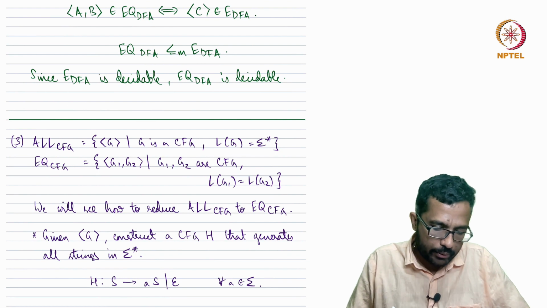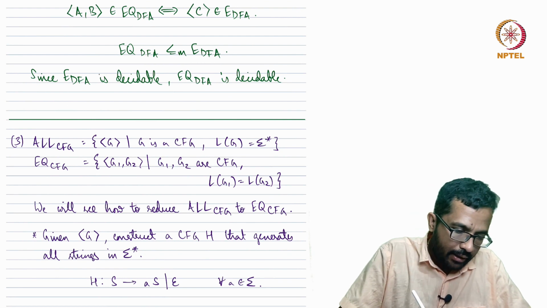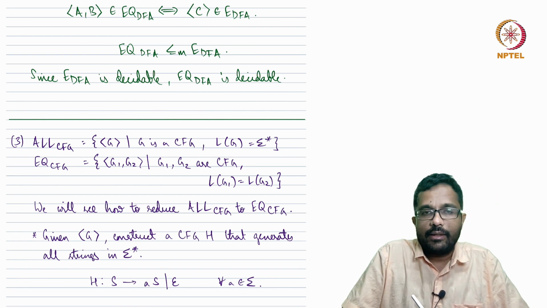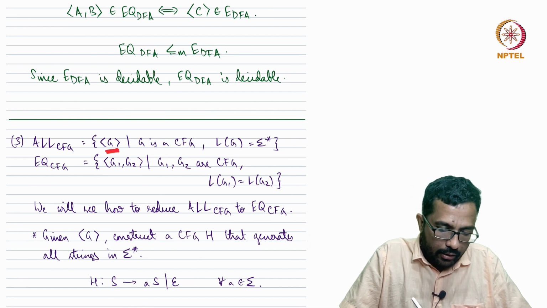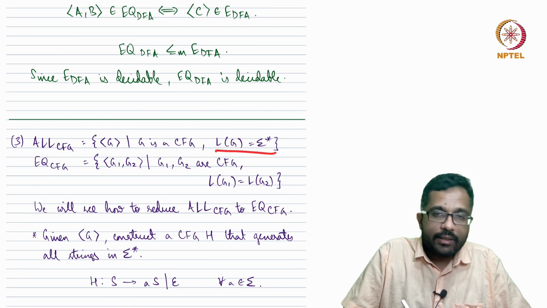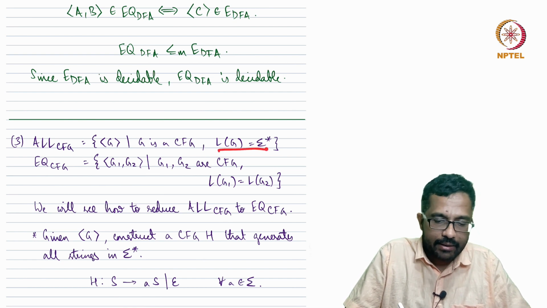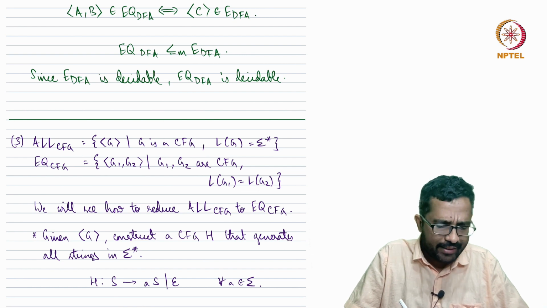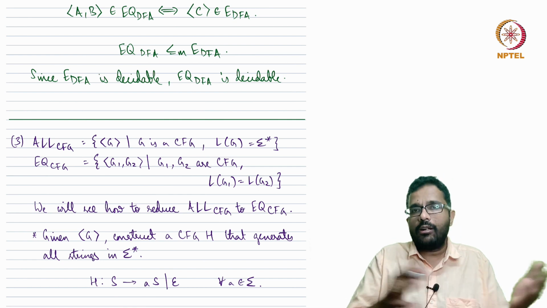So we will reduce ALL-CFG to EQ-CFG. So what is ALL-CFG? ALL-CFG is a language that consists of descriptions of context-free grammars which generate all the strings. So L of G must be sigma star. So all the strings should be generated, right? So it seems like a very easy thing to check. The grammar should generate all possible strings.